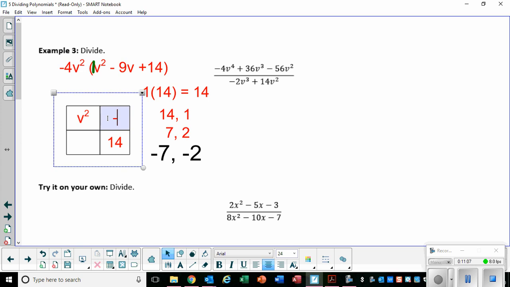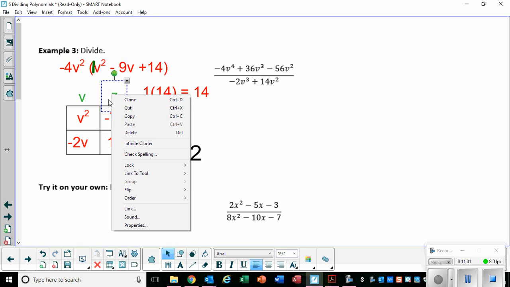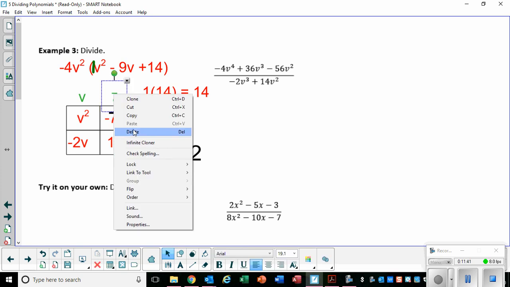So I've got -7v, and here I've got -2v. So those are my common factors. I think these might change just a wee bit. So v squared and -2v have a v in common. -7v and 14 have a -7 in common, actually. So let me retype that. So ignore this green one. I think some of this is going to be a little off from here on out, but that's okay.